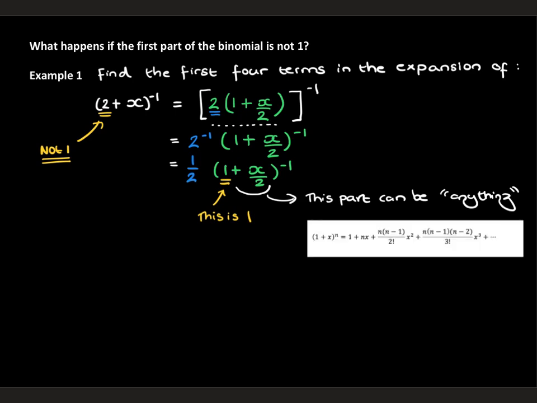So let's do the expansion. I'm going to expand 1 plus x over 2 all to the power of negative 1. Here's my generalised binomial expansion, but notice instead of x, I'm going to replace x with x over 2 in each term of the expansion. So let's do our expansion. Now it's important that we identify the value of n, which is of course this index here, so n is equal to negative 1. So let's start evaluating this expansion.